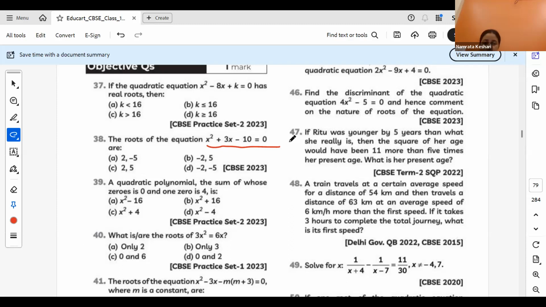Ma'am, I got... What you got, Amir? Minus 2 and 5. Option B. Yes, Abdullah and Sarah, I'm waiting for your response. Meanwhile, Amir, you can try question number 40. Okay, ma'am. Ma'am, we have to use factorization only, right? Like splitting the middle term. You need to factor it.